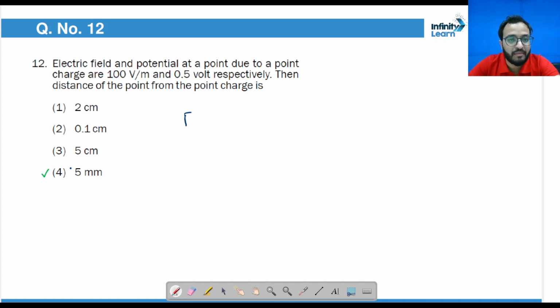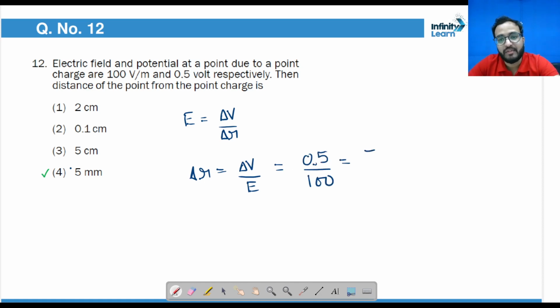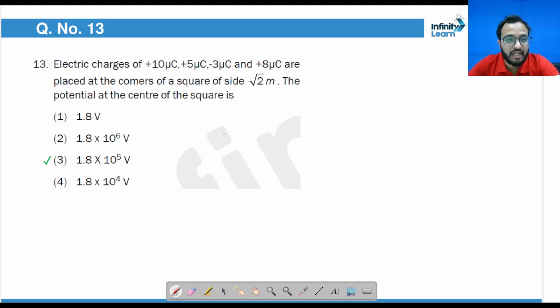Electric field and potential. There's a simple relationship. Electric field is delta V upon delta r. So what is delta r? It is delta V upon electric field. What is delta V? 0.5. What is electric field? 100. So it is 5 by 1000, that is 5 millimeter, right?